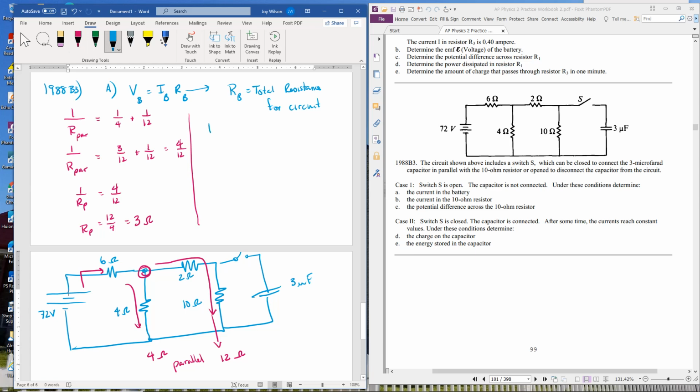The second piece they're going to want to see is R in series is R1 plus R2. And in our case, R in series is going to be 6 plus 3. So 9 ohms total. Now we're ready to answer the question. Voltage at the battery equals current at the battery times resistance at the battery. So 72 equals I times 9. So I is 8 amps.